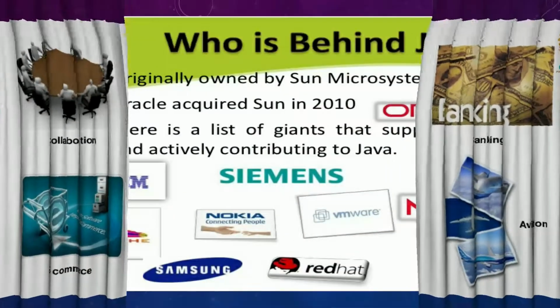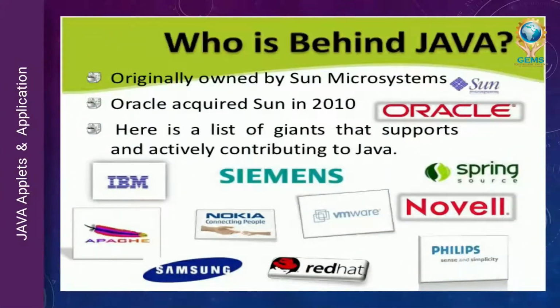So who's supporting Java? Who is behind Java? It was originally owned by Sun Microsystems. As already told, the Java programming language was designed by James Gosling along with his team. Originally owned by Sun Microsystems, Oracle acquired Sun in 2010.